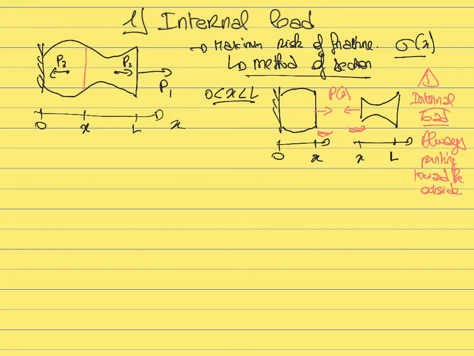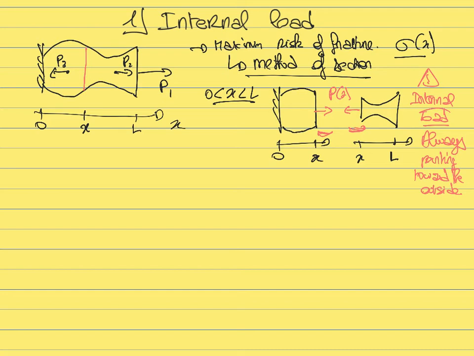On the other hand, if we decide to isolate the right part, then the internal load will be pointing towards the left, and it's going to have a negative projection because it's pointing towards the negative x. So it's important to notice that the internal load is positive if it is pointing towards the outside. That's the positive convention for the internal load. But the projection of the load will depend on whether we isolate the left or the right.